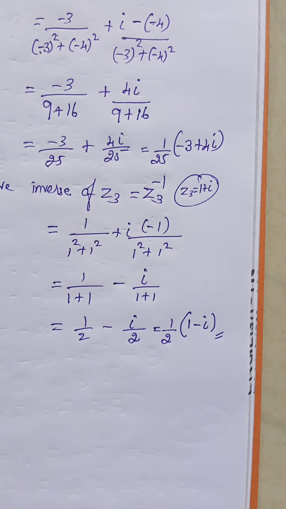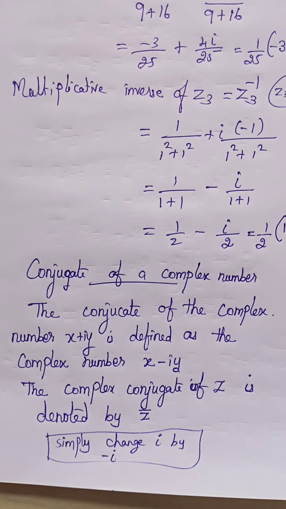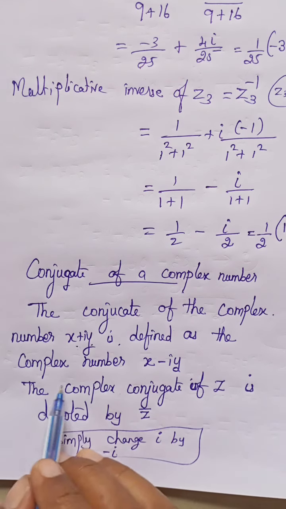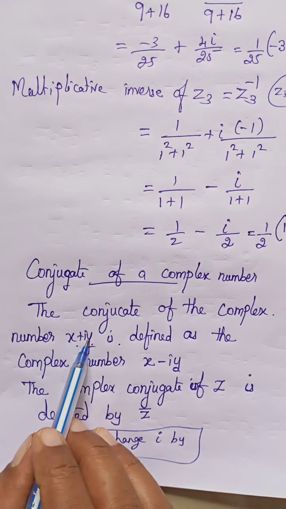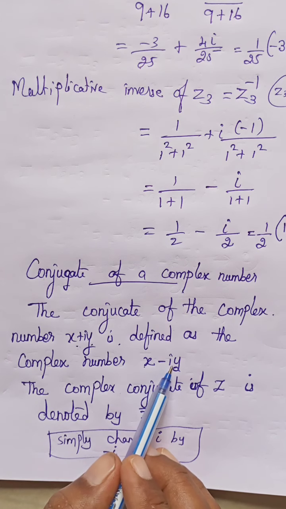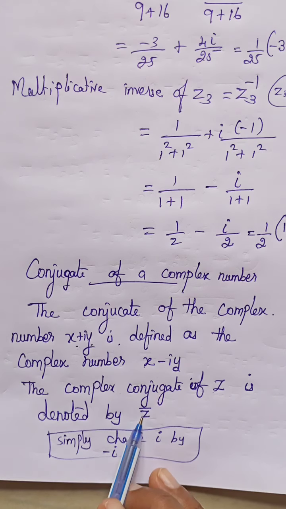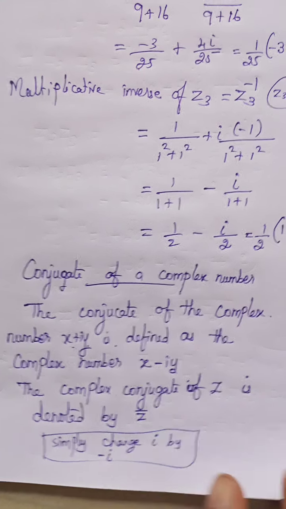Now we can move to the next topic, conjugate of a complex number. The conjugate of the complex number x plus iy is defined as the complex number x minus iy. If it is x plus iy, we write it as x minus iy. It is denoted for z as z bar. That's why I have written, simply change i to minus i.